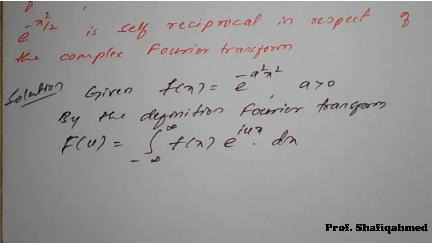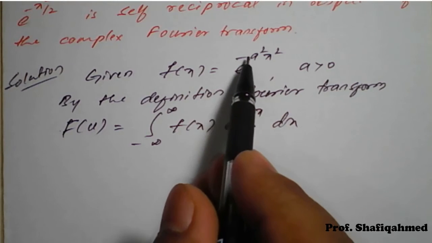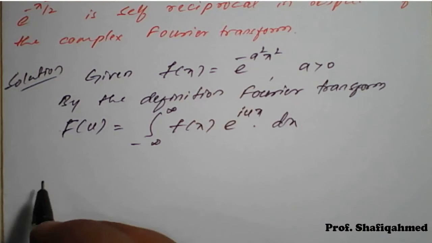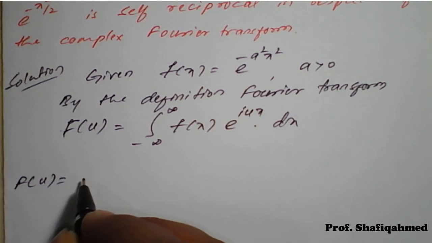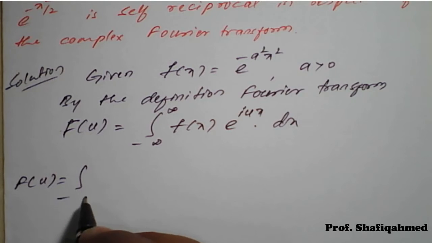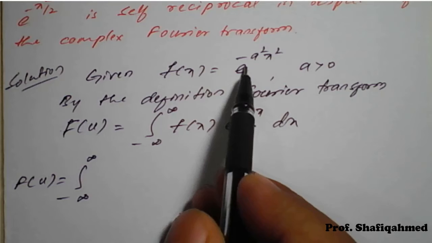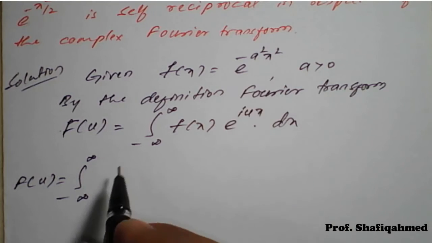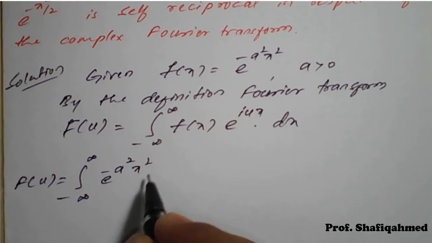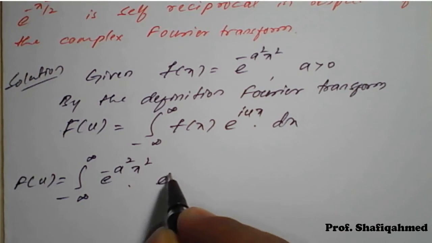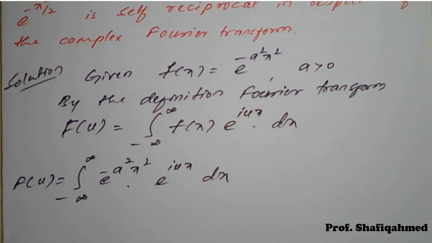So we need to apply in this Fourier transform the value of f of x as e raised to minus a square x square. Therefore F of u is equal to, limit will remain the same, minus infinity to plus infinity, this f of x replaced by e raised to minus a square x square, into e raised to i u x from the definition, into dx.